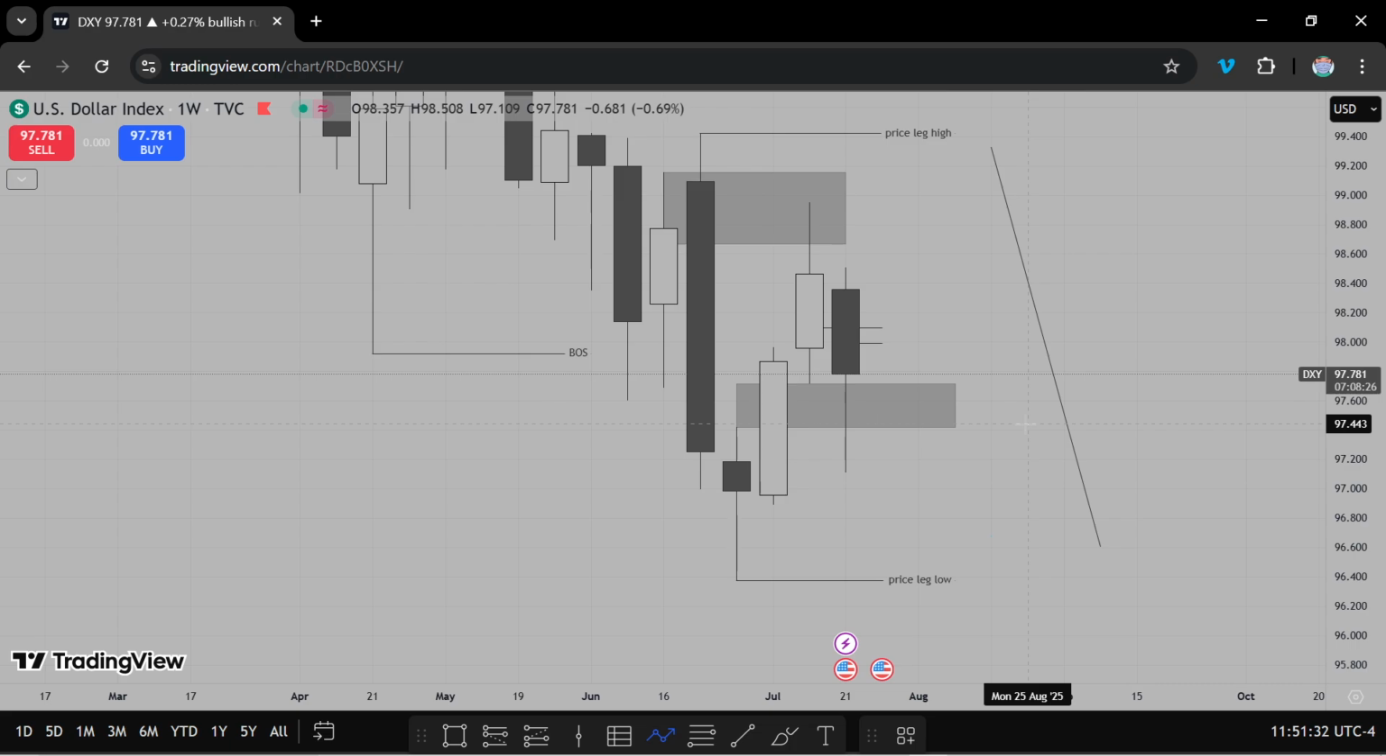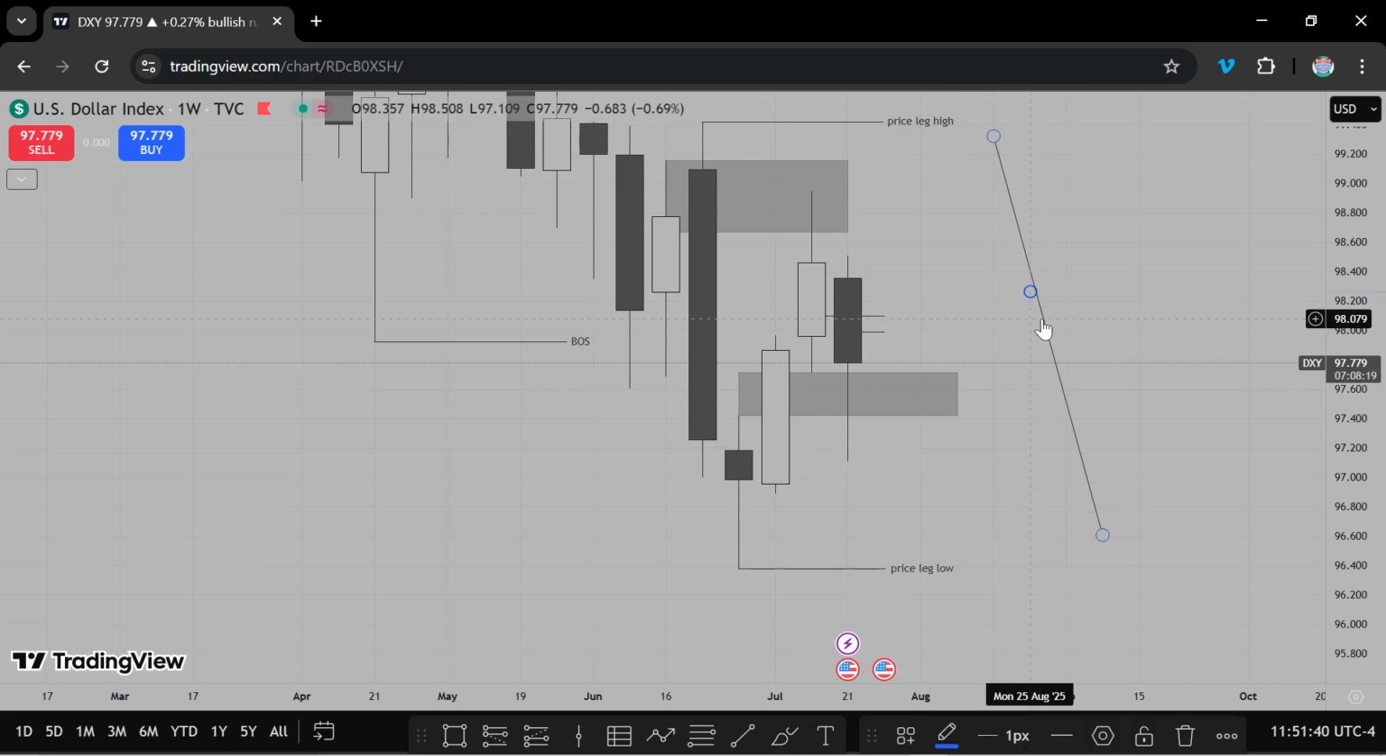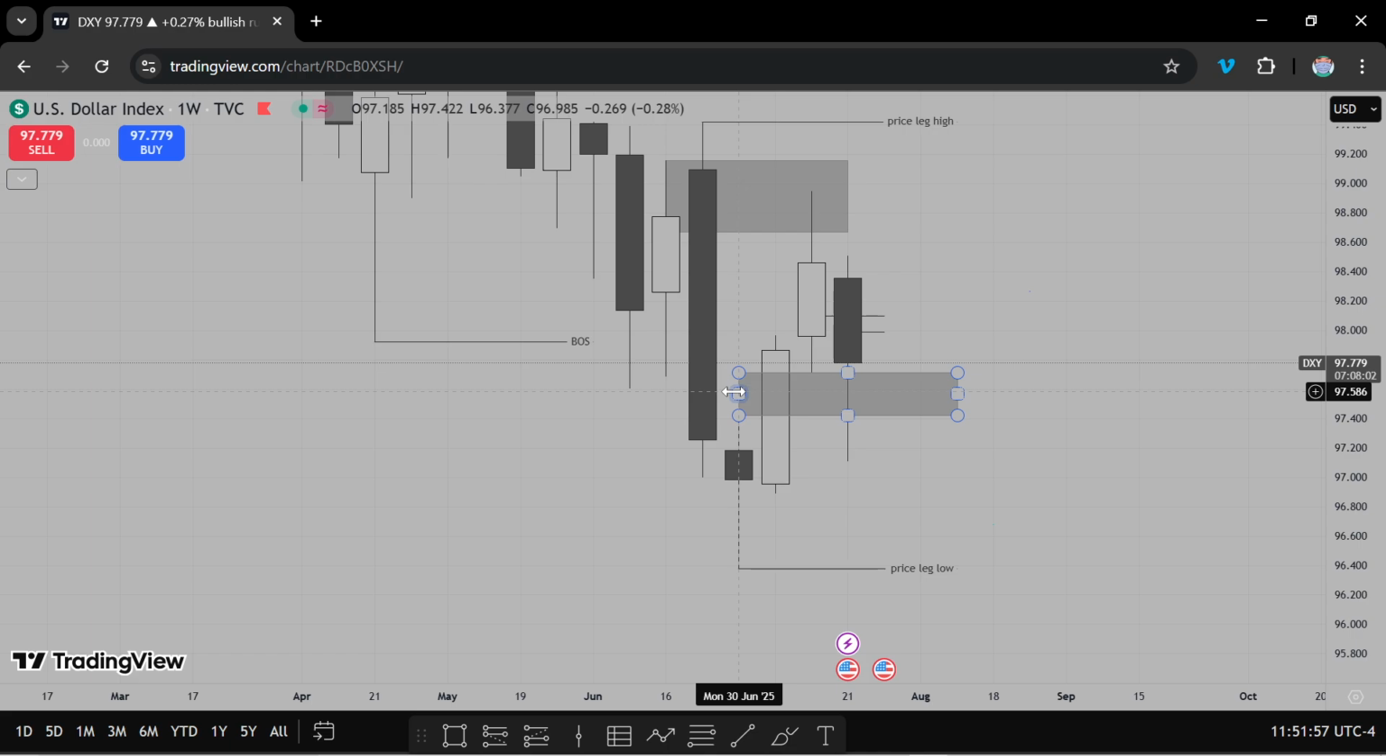To bullish. Why? Number one, we have disrespected this bearish fair value gap, and we have created a new weekly fair value gap. According to some mentors that I follow, this is a sharp turn. Fair value gap in, fair value gap out. That is a sharp turn right there.